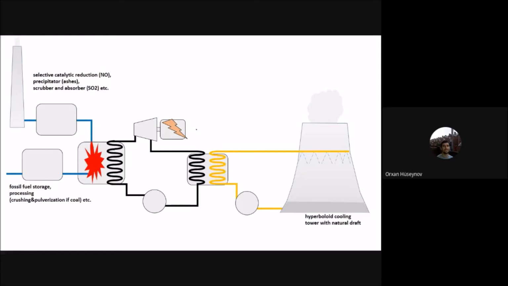we have different thermal power plants, and all of them are working with the Rankine cycle. All of them are in the form of the Rankine cycle, and for all of these thermal power plants you have different heat sources. So heat sources are different.